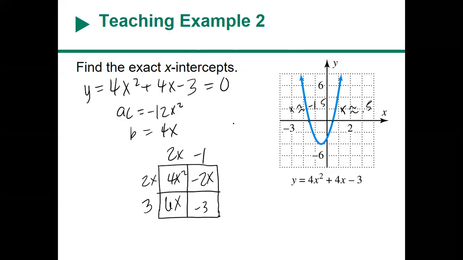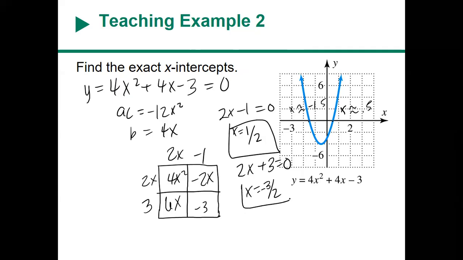So now I have my factors, so I can go ahead and find what are my approximations correct. I have 2x minus 1 equals 0. Oh, look, x equals what? 1/2. Good job. Then I have 2x plus 3 equals 0, and I get x equals negative 3/2. Were my approximations correct? Yes, they were.